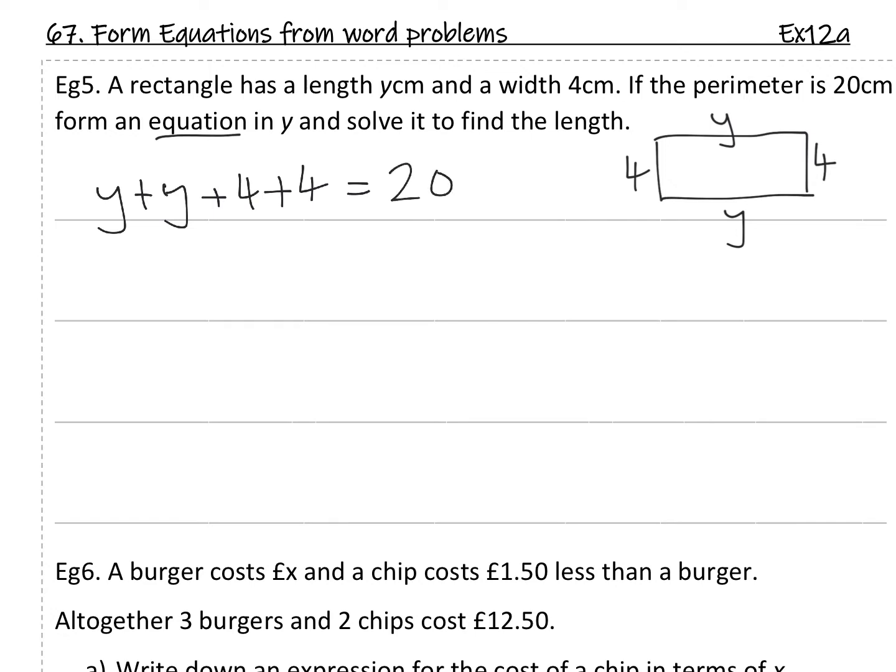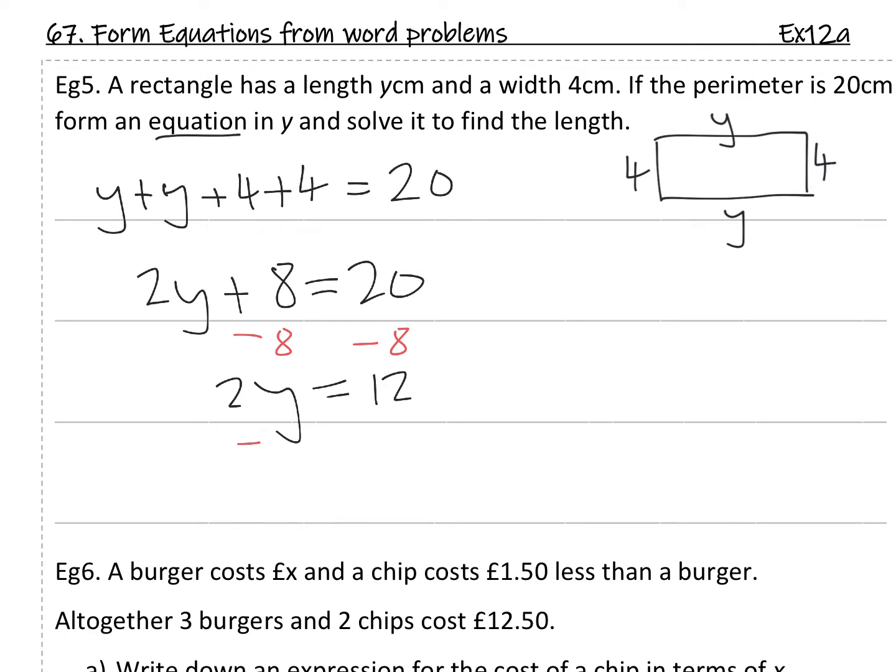We would simplify that equation then. That's the equation formed. We can simplify that to be 2y plus 8 equals 20. And then we solve that by subtracting 8 from both sides to get that 2y is 12. And then we divide by the number of y's, which is 2. 12 divided by 2 is 6.